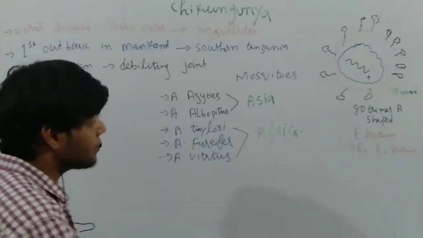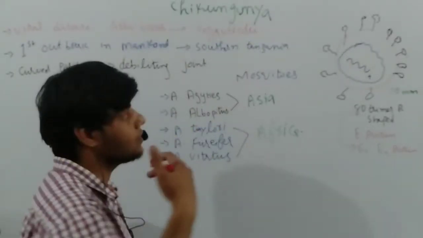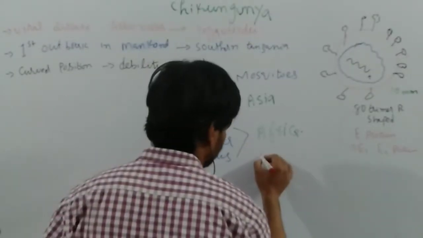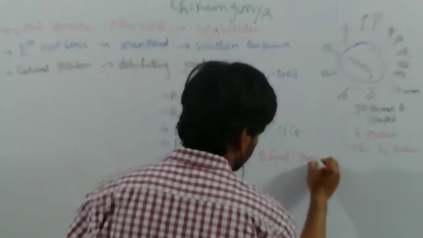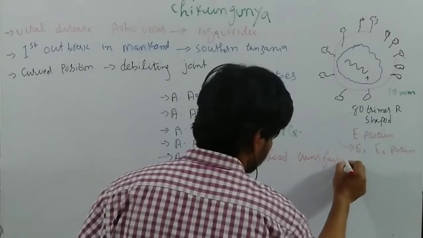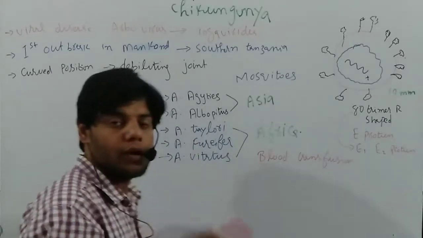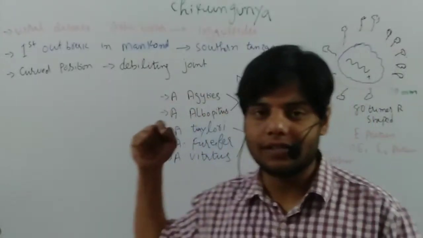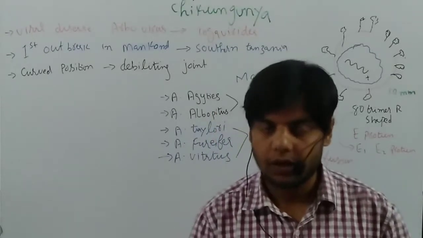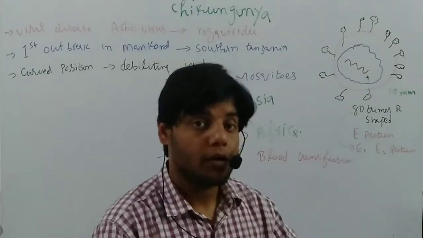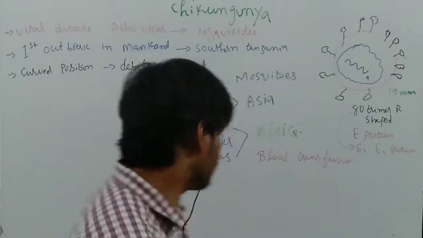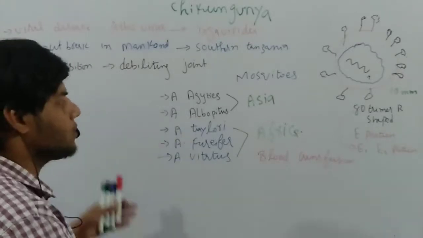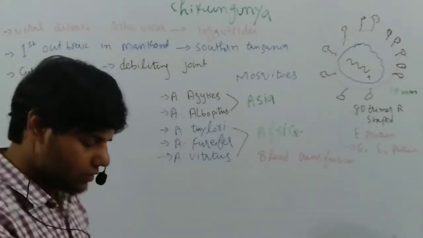Now we have another way by which Chikungunya disease is transmitted: blood transfusion. If an infected patient has these viruses in their blood, they can also transmit it once they donate blood, so there may be a chance that a healthy person may also get Chikungunya disease. These are the ways of transmission.